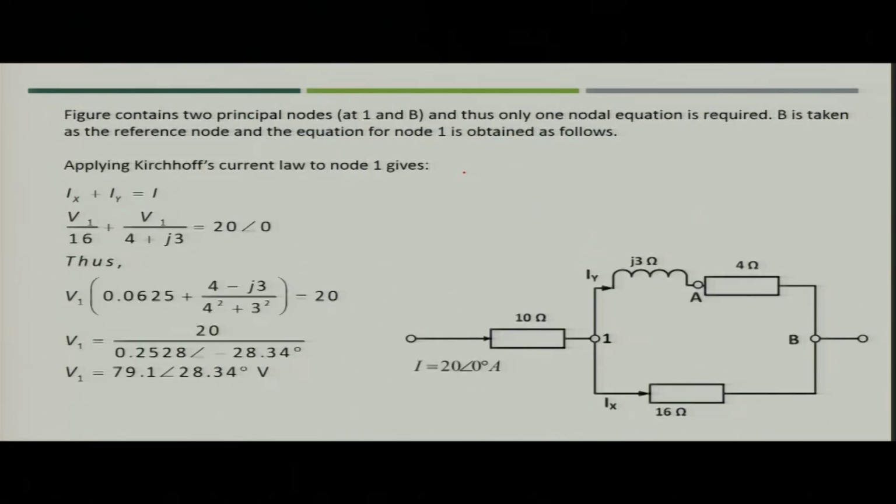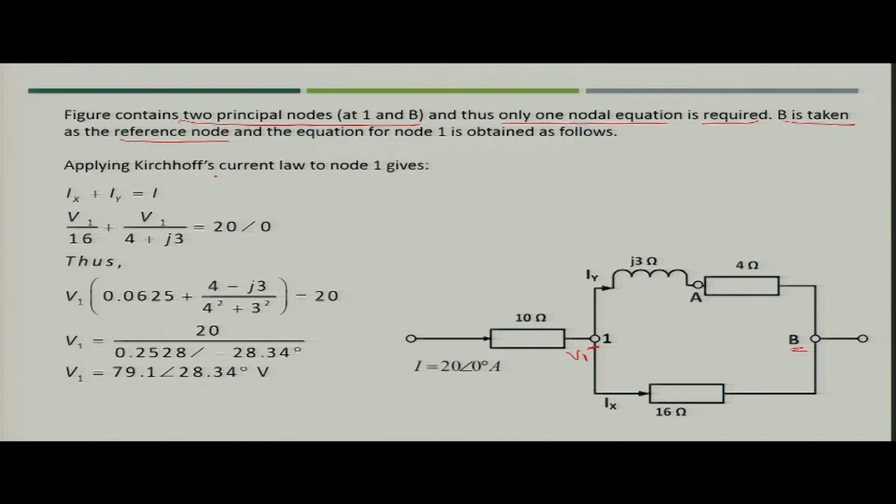So, how you will solve? You have to again find out the principal nodes. So, what are the principal nodes? The principal nodes here are 1 and B, because these are the only two nodes where the number of branches connected are 3. Now, out of that only one nodal equation is required because you have taken B as a reference node. So, you need to write only one equation to solve the voltage at node 1, that is V1.